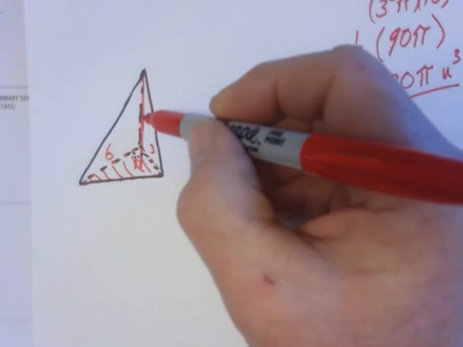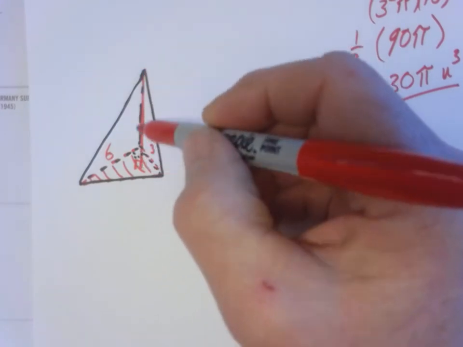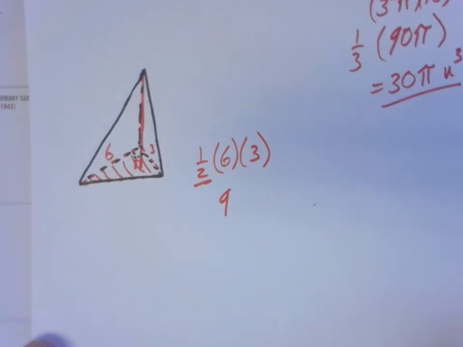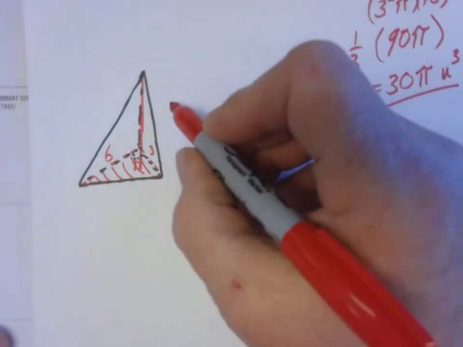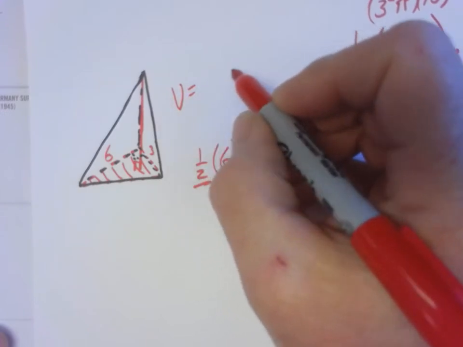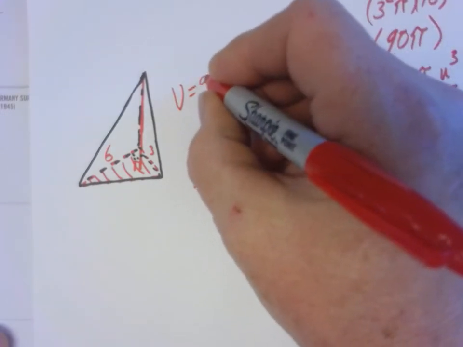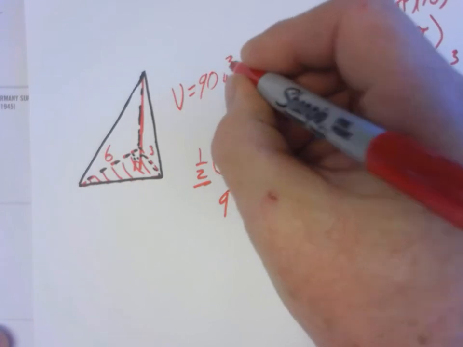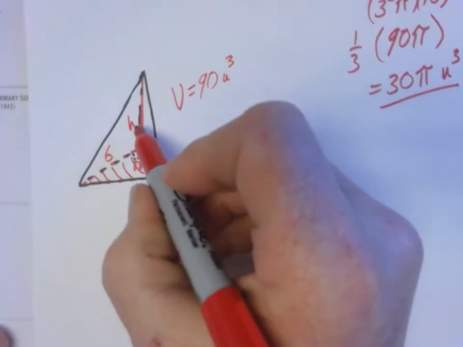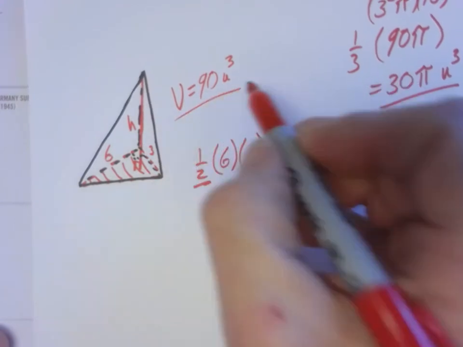If we have the height, we could find the volume of this pyramid. Or what if we knew the volume? What if we knew the volume was, I'm going to make this one really hard, I'm going to make it 90 cubic units. Could we figure out what the height is? So could we find the height if we knew what the volume is?